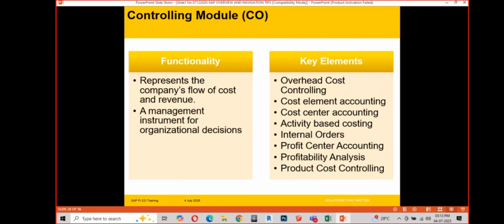Whatever reports are generated in the controlling module are basically for your top level management to take strategic decisions. So whatever reports you generate from the CO module are meant for strategic decision making. What is strategic decision making? Let me say I'm producing a product. And basically it is for internal reporting. Your finance was your external reporting, as you saw in the definition. Your CO is for internal reporting.